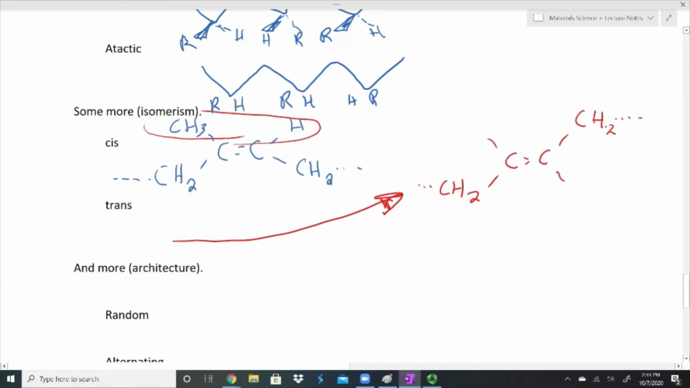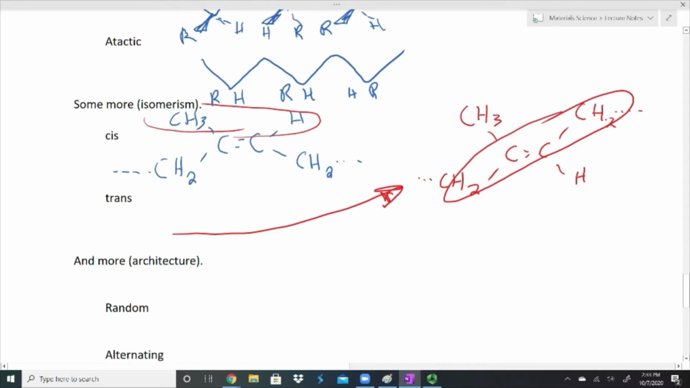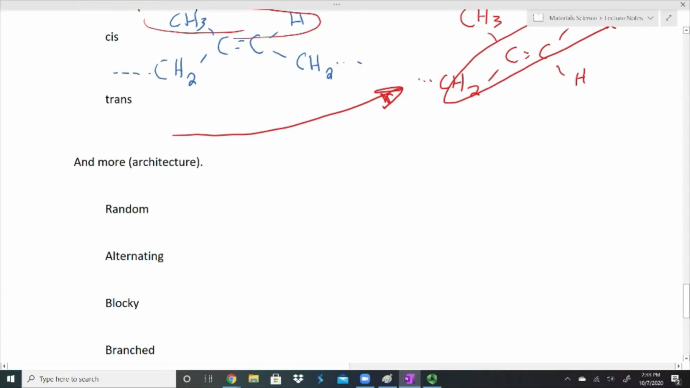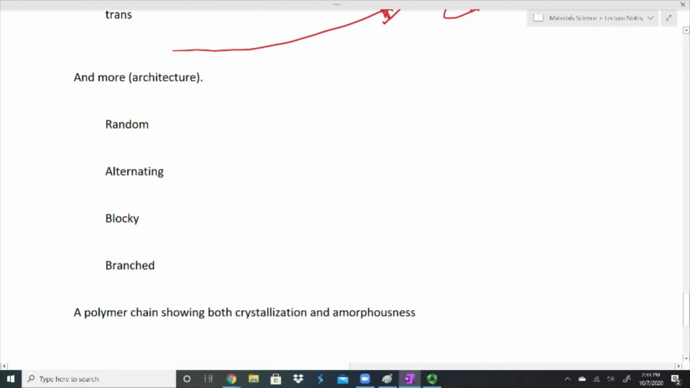My polymer chain moves over there, and over here I am going to have my CH3, let's say, and my H over here, or whatever it happens to be. They really could be any type of thing attached. But this one, it goes across, and that's trans. All right, now we have even more things that we want to talk about.